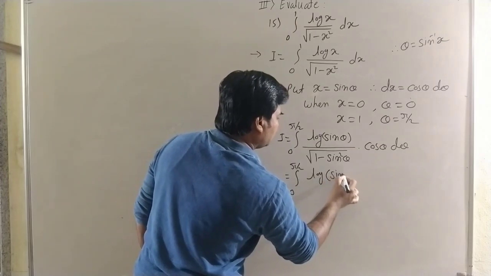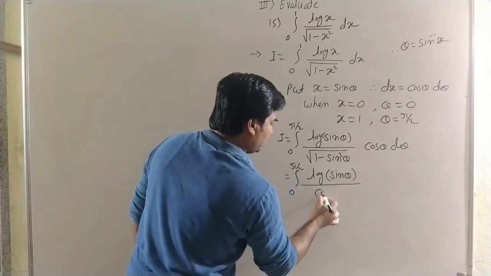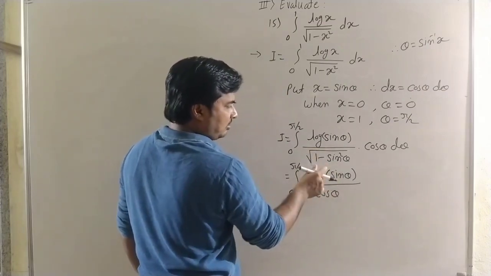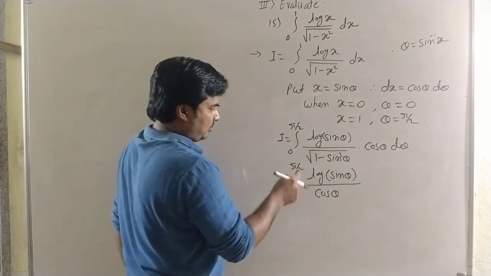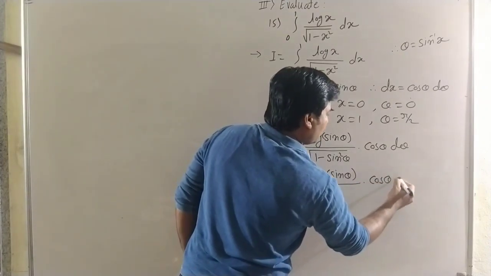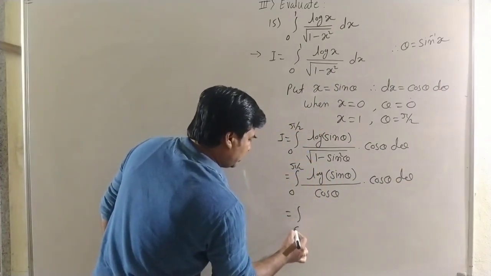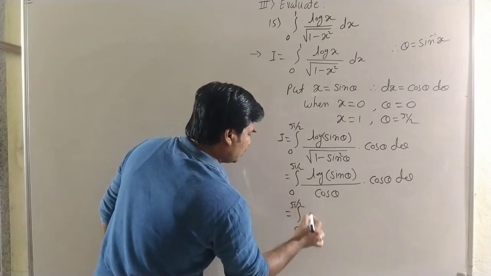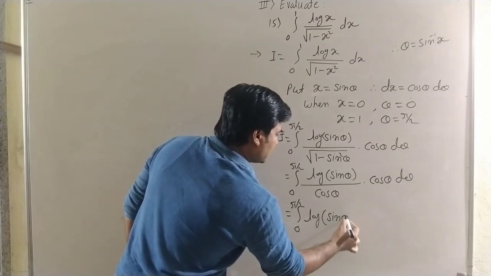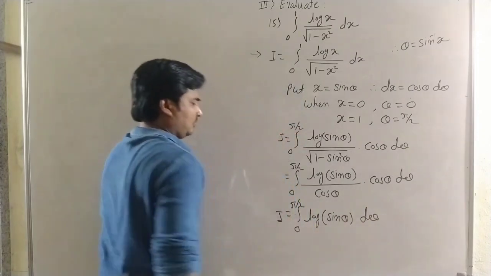Then the integral 0 to pi by 2 log of sin theta upon cos theta. That means under root of 1 minus sin square is cos square, and under root of cos square is cos theta, into cos theta d theta. Now this cos gets cancelled, and we get the integral 0 to pi by 2 log of sin theta d theta. Now it is an integral.